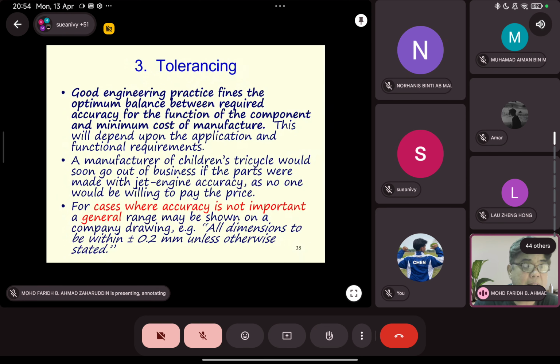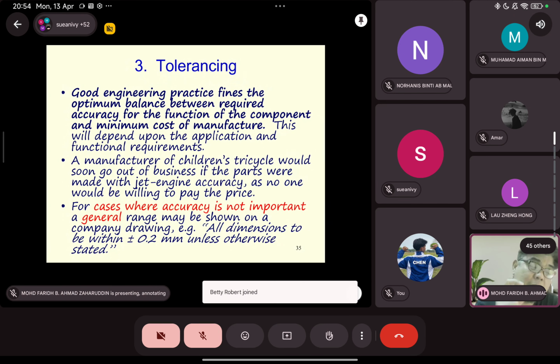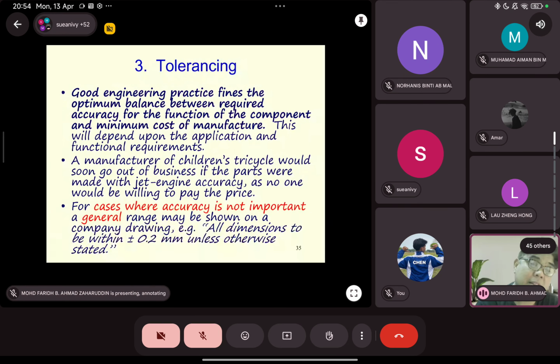Good engineering practice finds the optimum balance between the required accuracy for the function of the component and minimum cost of manufacture. This statement is very important. Even though this topic is more on the calculation, you need to understand. The smaller the tolerance, the higher the accuracy, the more complicated for the fabricator, and the more complicated or expensive the machine used. If you fabricate with a larger tolerance, the cost of manufacturing will be less.